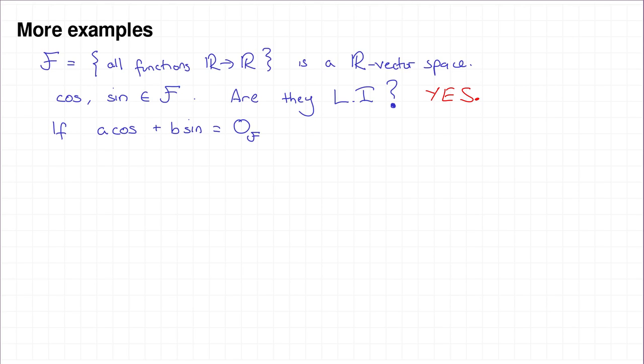This is an equality of two functions. On the right, the zero element in our vector space, as we saw a couple of lectures ago, is the constant function which is always 0. And on the left you've got a function which sends a number x to a times cosine x plus b times sine x. So if this equality of functions is true, then a times cosine of x plus b times sine of x is equal to 0 for all x. So in particular, it's true for x equals 0.